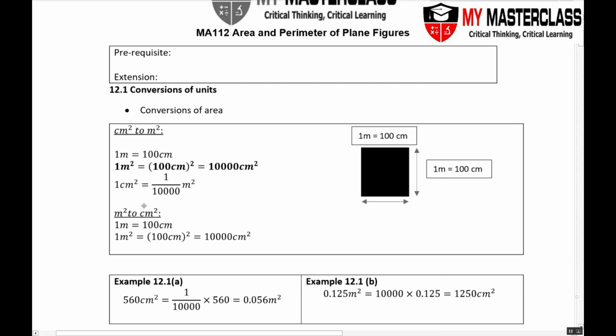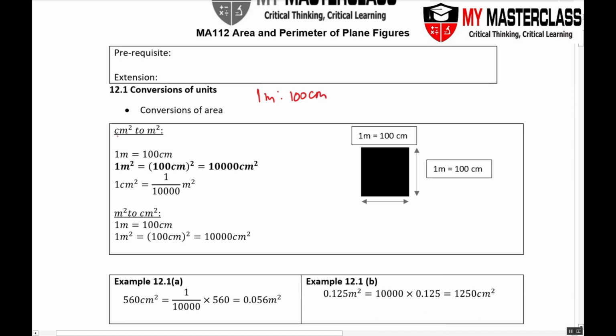because sometimes in the questions they like to ask you to convert the units for the area itself. So first you have cm square to meter square. We all know 1 meter is equivalent to 100 cm. Before I can do the conversion, I need to find out the equivalent of 1 meter square in terms of cm square. So when I have 1 meter is to 100 cm.